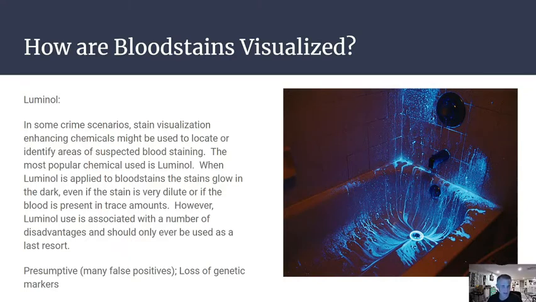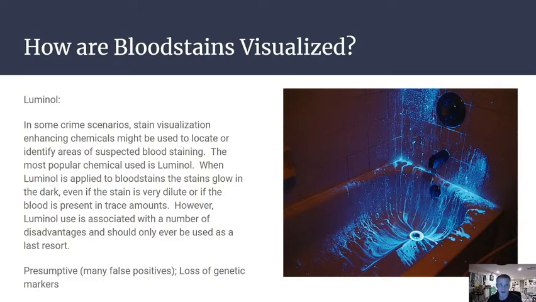When luminol is applied to bloodstains, the stain glows in the dark, even if it's in small trace amounts. However, luminol use is associated with a number of disadvantages and should only be used as a last resort. So it's really good at finding this hidden blood, but it is presumptive, which means it can actually give some false positives, right?